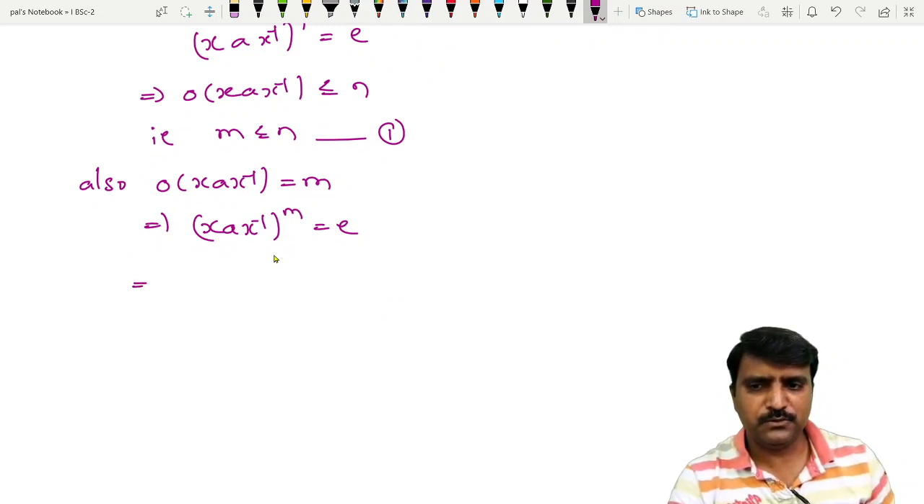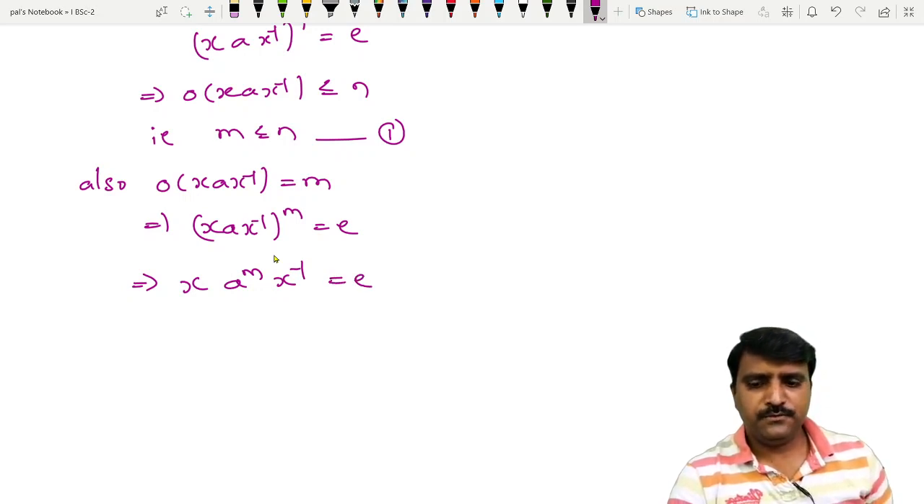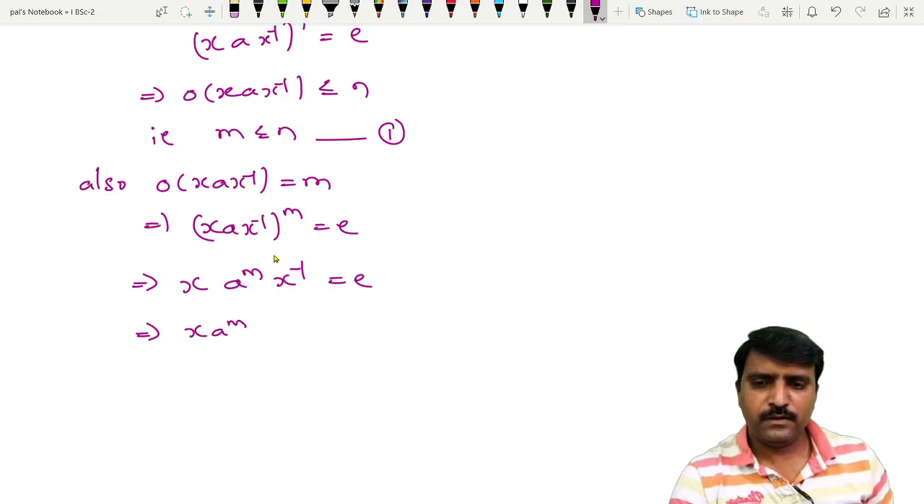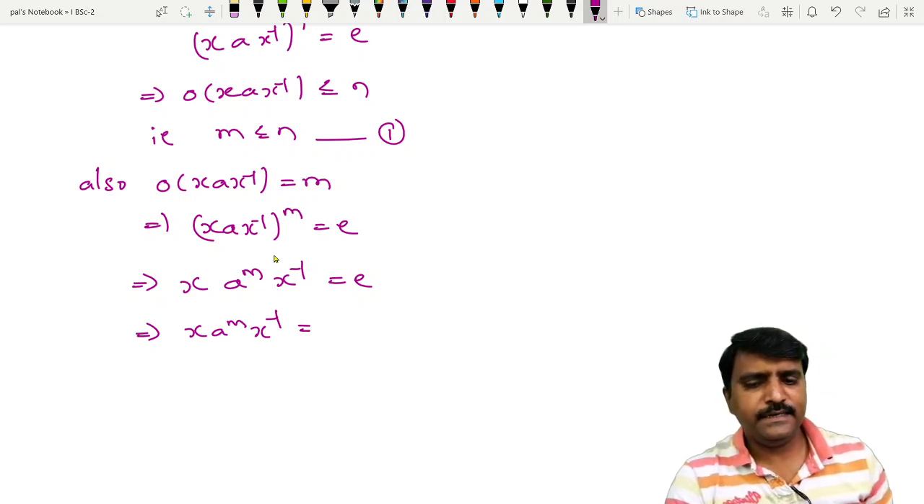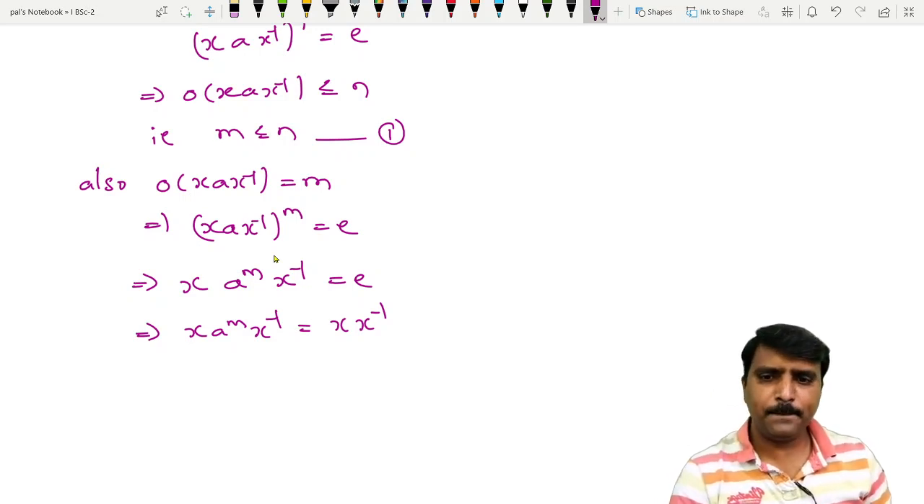So using that, here you can write it as x into a to the power of m into x inverse is equal to e, which implies x into a to the power of m into x inverse is equal to, so on the right hand side the identity element is there. You can write this identity element e as x into x inverse, because x into x inverse is e.